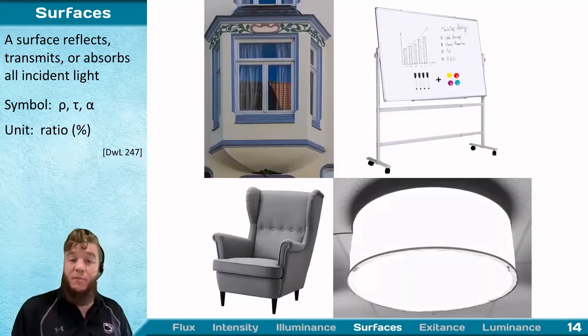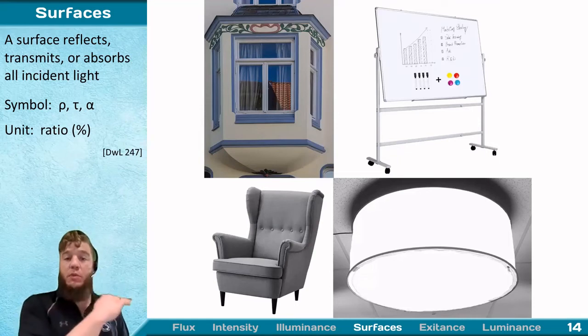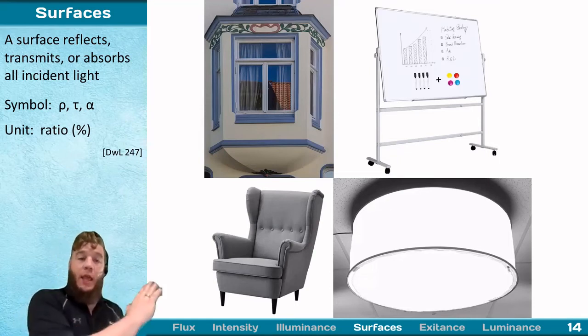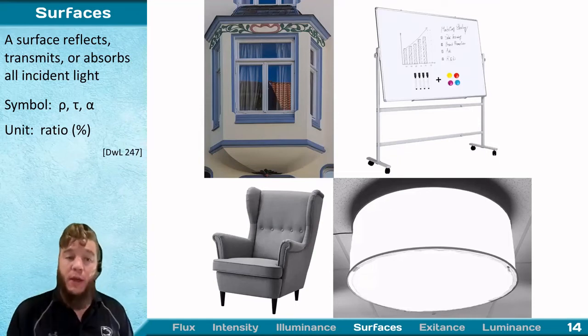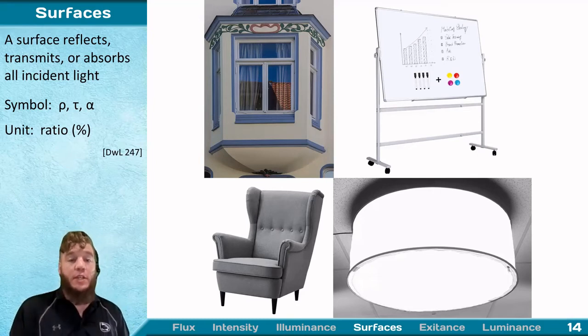So let's take a look at some quick examples. Here we have 4 different types of surfaces. We have a window, a chair, a whiteboard, and a diffuser surrounding a light source. And the question is, of these surfaces, which are specular and which are Lambertian?